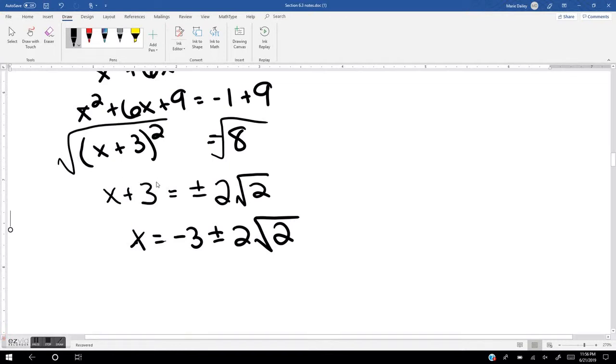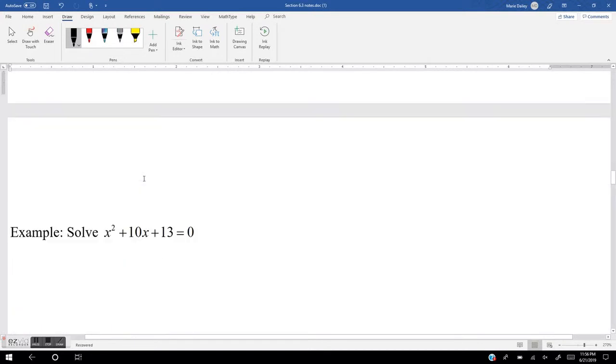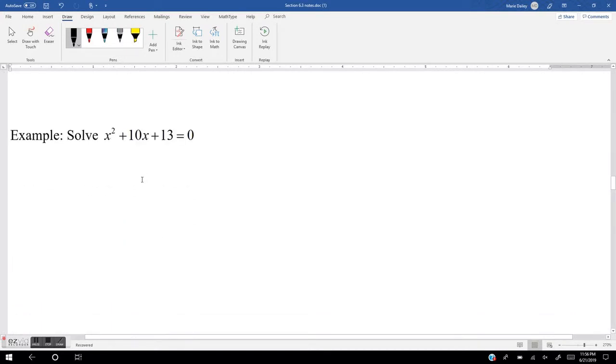All right, fantastic. Let's take a look at this one. In this one, I have x squared plus 10x plus 13 equals 0. Again, not factorable and leading coefficient of a positive 1. So my first step is I'm going to subtract the 13 over to the other side.